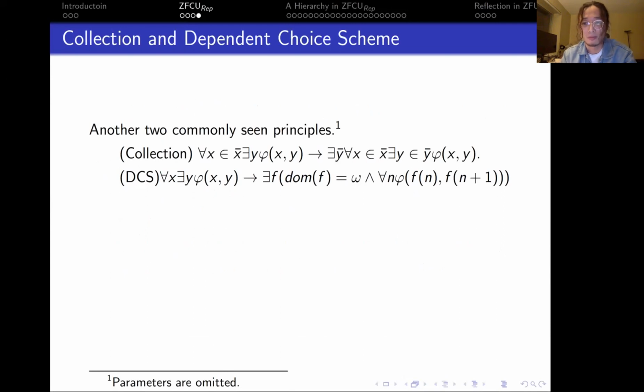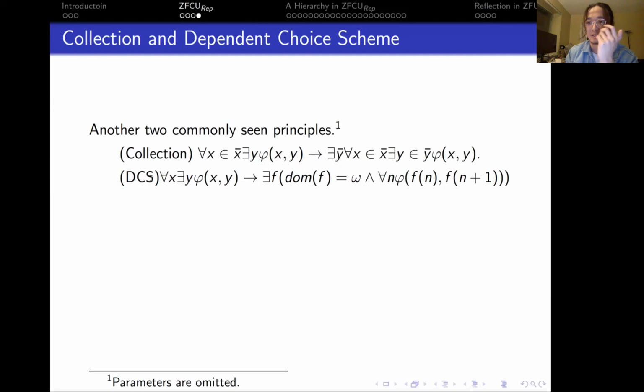Another two commonly seen principles: the collection principle. It says that if for every x in x bar there is some y such that x and y have this phi relation, then you can collect them. So there will be a y bar such that for every x in x bar, there's a y in y bar such that x and y have this relation phi.